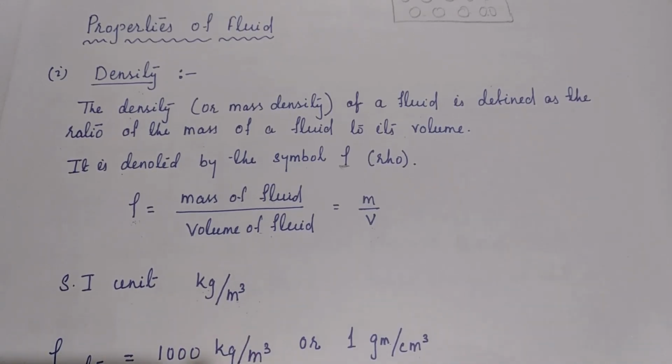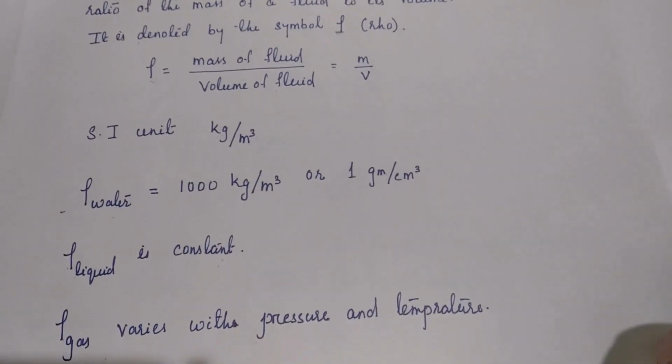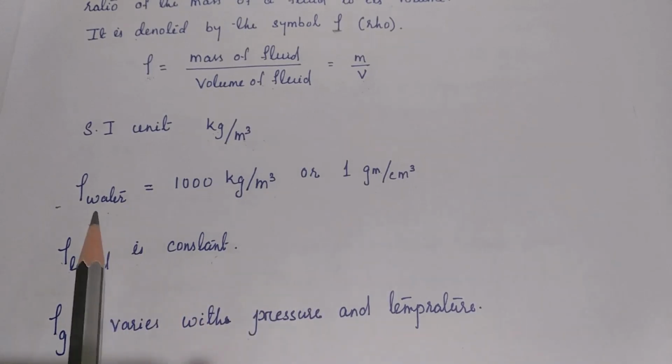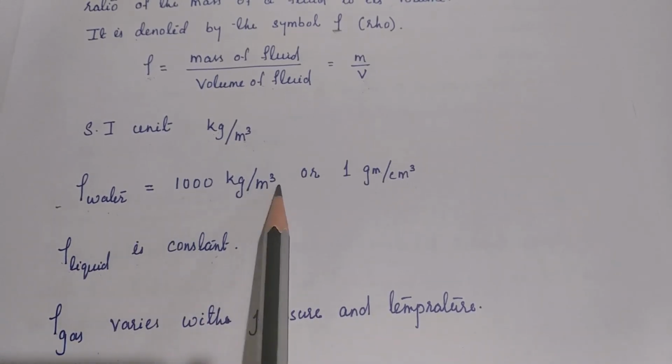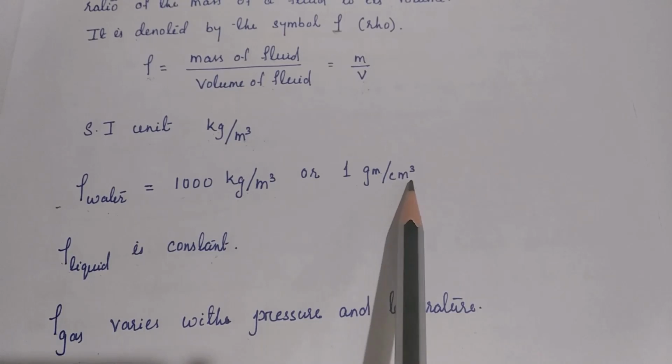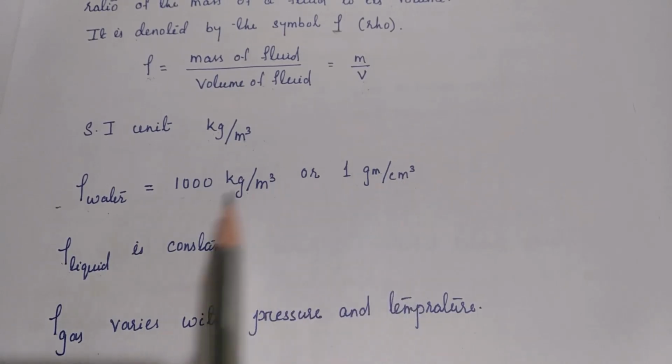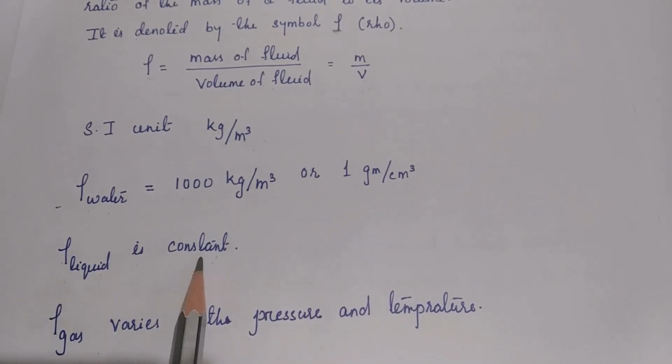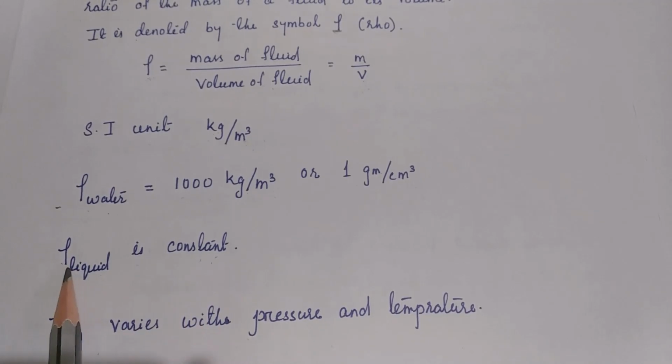We have to remember the densities of some standard fluids like water. The density of water is 1000 kg per meter cube or 1 gram per centimeter cube. Density of liquid is constant, but density of gas varies with pressure and temperature. How the density of liquid is constant and the density of gas varies with pressure and temperature, we will discuss in later videos.